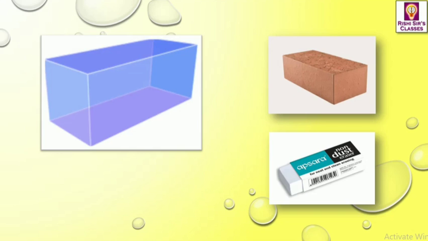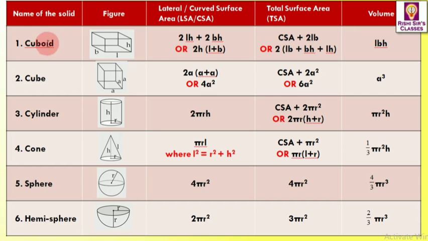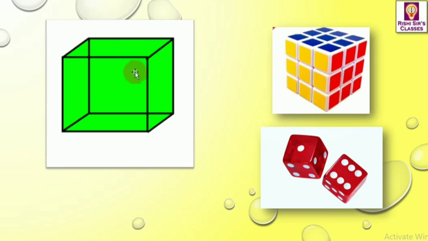Just have a look at all the formulas. LSA or CSA is 2LH plus 2BH, or we can say 2H(L plus B). TSA is 2(LB plus BH plus LH), and the volume is LBH. That is clear? Now moving on to cube.